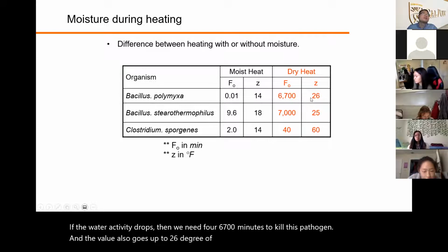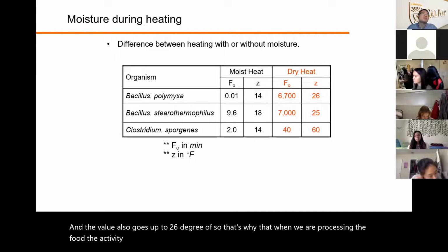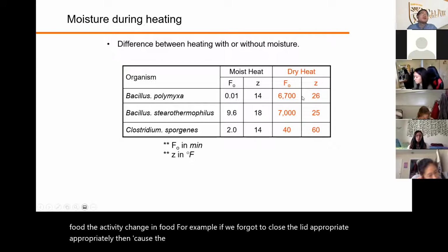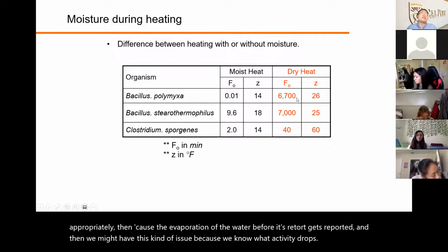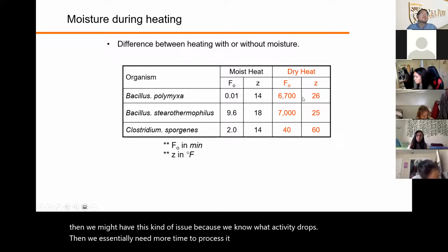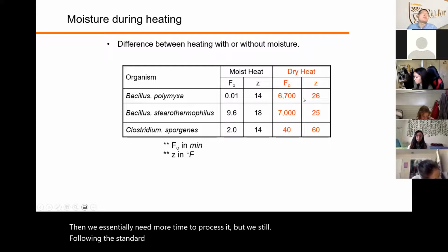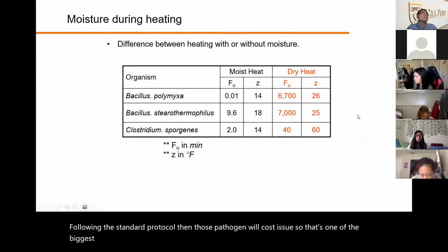So that's why, when we are processing the food, the water activity can change in the food. For example, if we forgot to close the lid appropriately, that causes evaporation of the water before it gets retorted, and then we might have this kind of issue. Because the water activity drops, we essentially need more time to process it, but we're still following the standard protocol, then those pathogens will cause issues. So that's one of the biggest issues, the water activity.